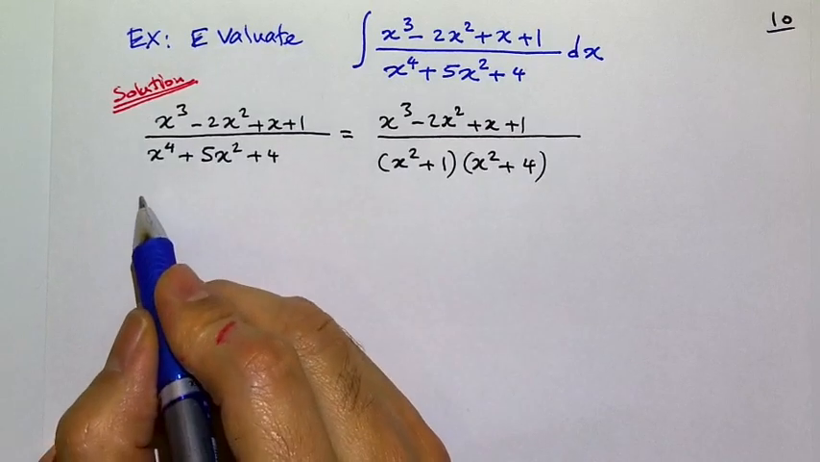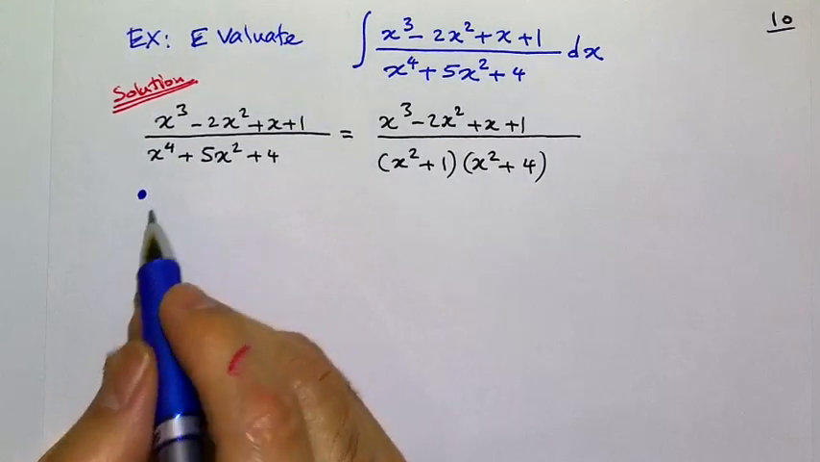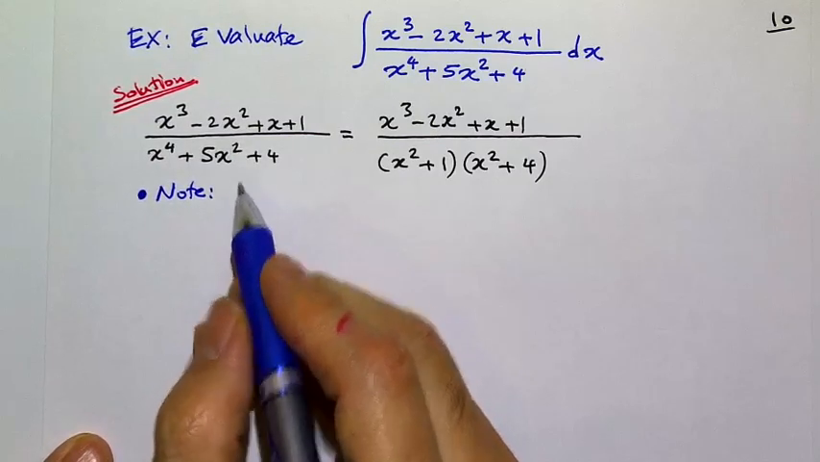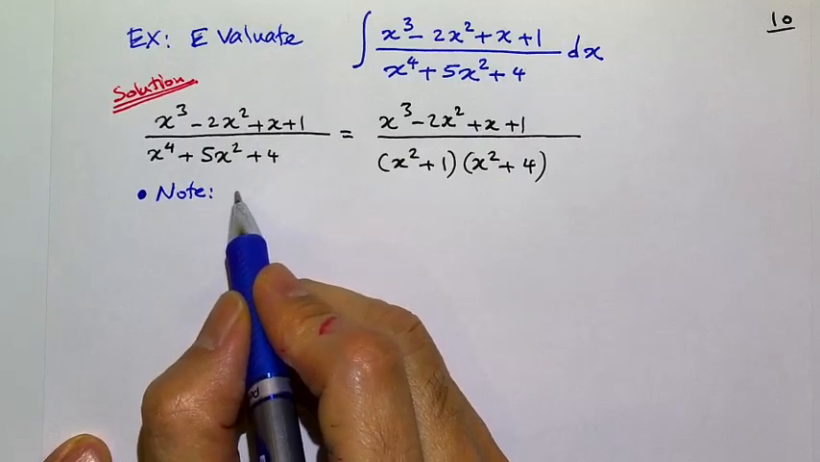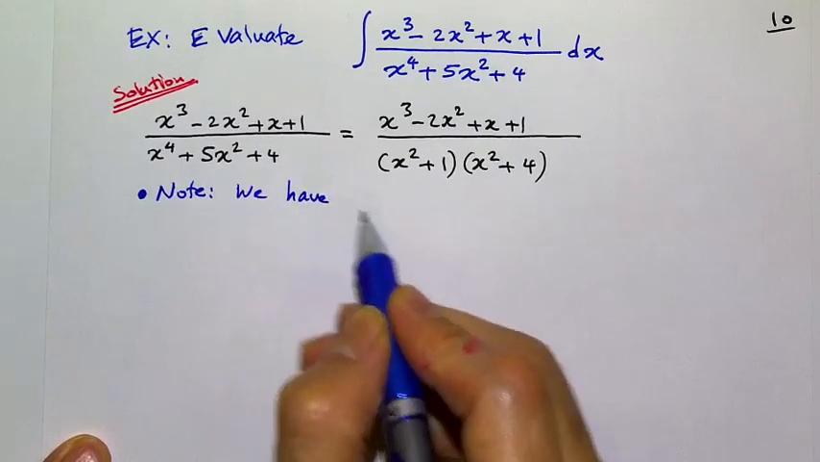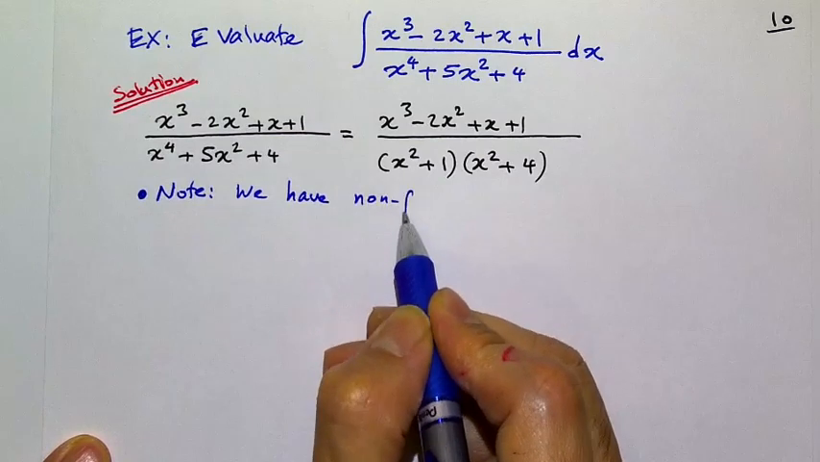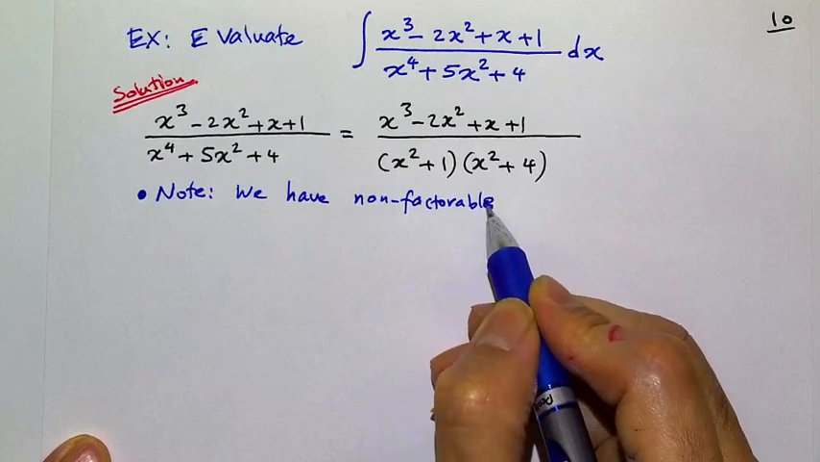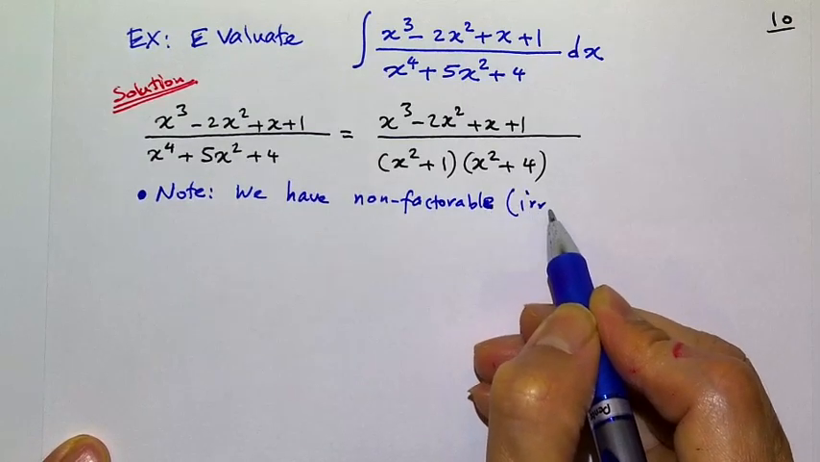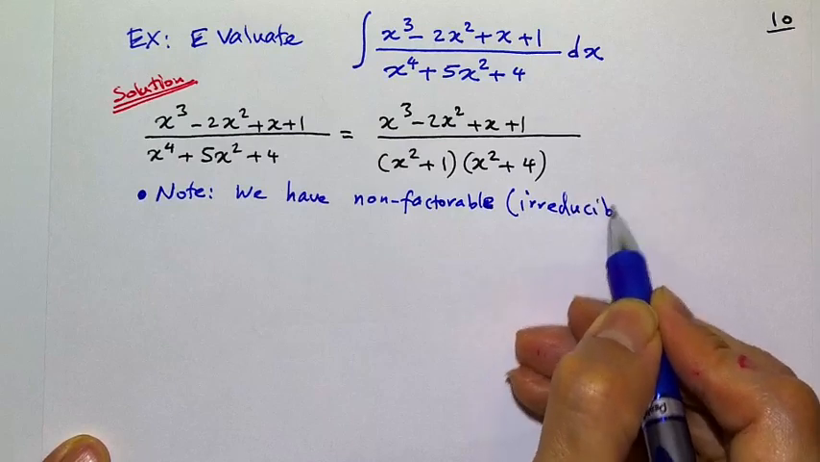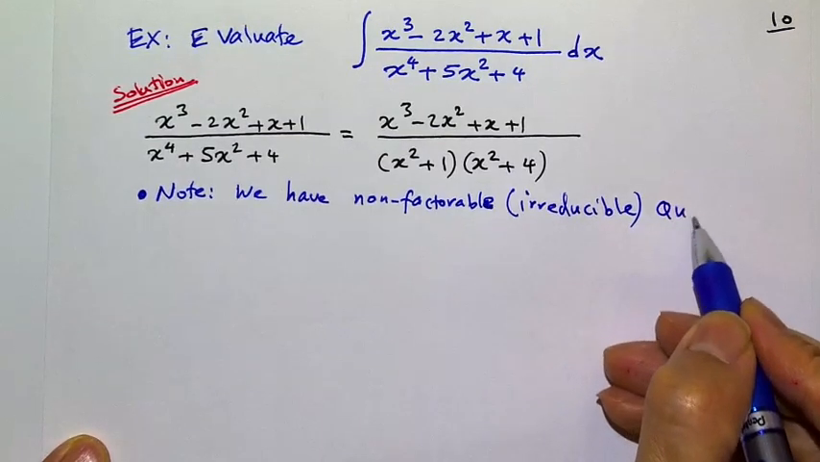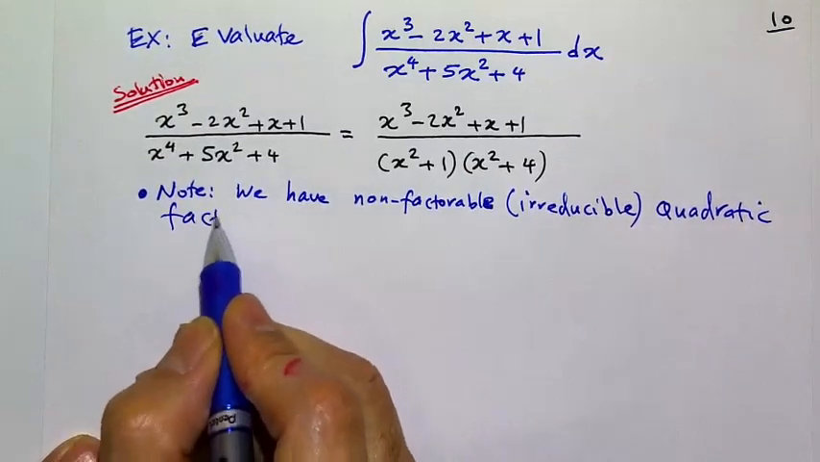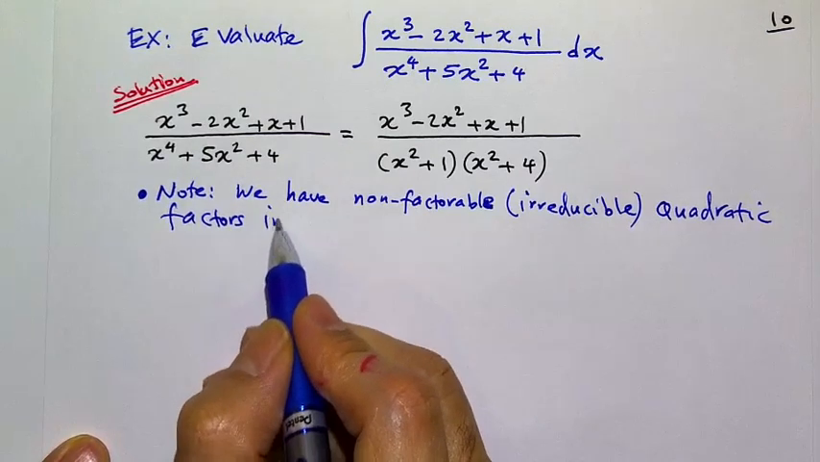So just a reminder, since this is one of the conditions of this case 3, I'm just going to make a note for it here, that we have non-factorable or irreducible quadratic factors in the denominator.